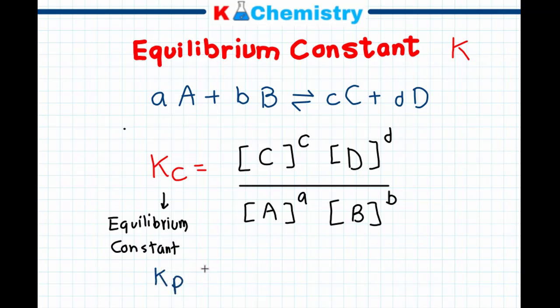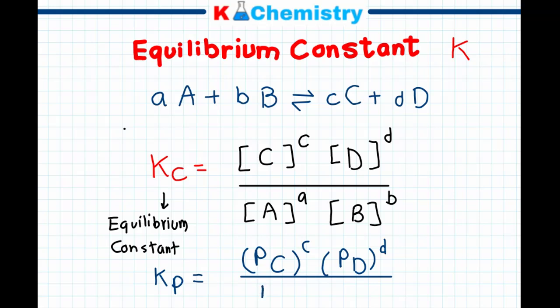I can say that the equilibrium constant, which is Kp this time because I'm talking about partial pressures of gases, is equal to the partial pressure of gas C. Again, I'm starting with the products, to the power of lowercase c, which is my coefficient. Here I don't put square brackets because there are no concentrations, multiplied by the partial pressure of D, the second product, to the power of its coefficient, lowercase d, and then I will divide this by the reactants.